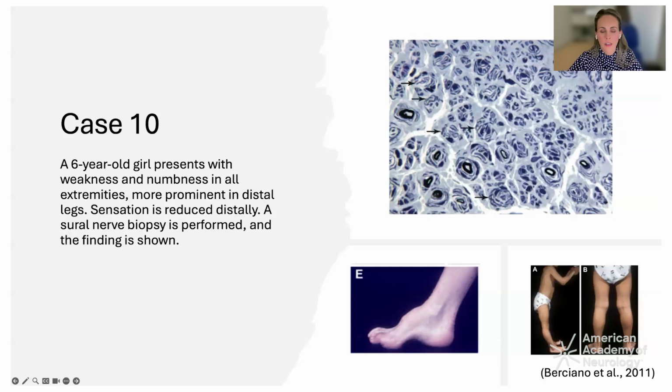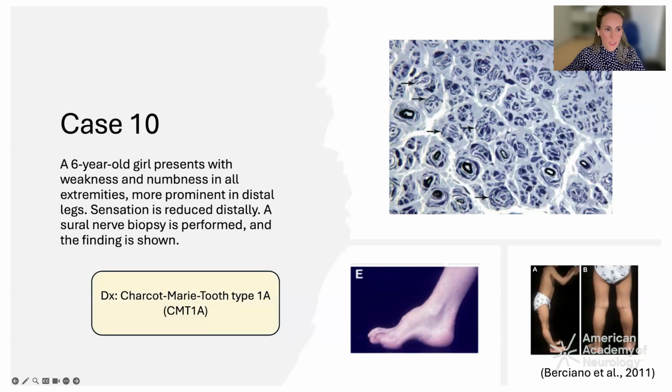And the last case, case 10, is a 6-year-old girl who presents with weakness and numbness in all extremities, more prominent in the distal legs. Sensation is reduced distally. She had a sural nerve biopsy that was performed and is shown here, and you can see the clinical features here. This patient has CMT type 1A.